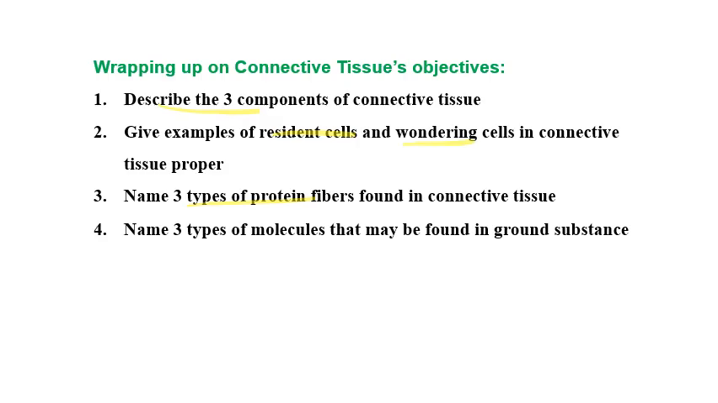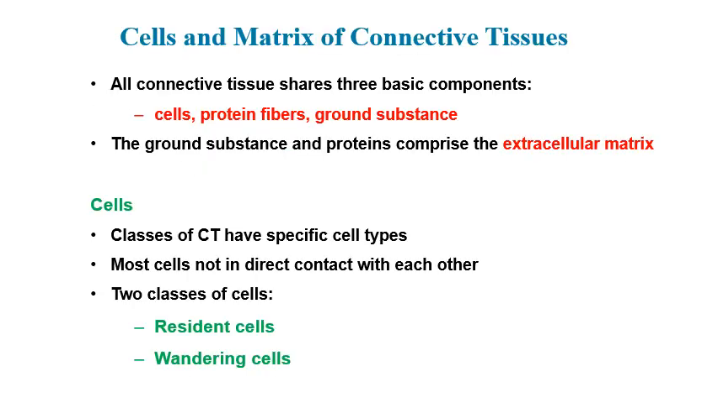And then you're going to also see types of molecules that you find in the mush, in the ground substance. Okay? So what are the 3 things that are making those connective tissues? You have cells, fibers, and ground substance. And the ground substance and the fibers with the proteins are going to make up your extracellular matrix. The one exception is in blood, that you do not have fibers.